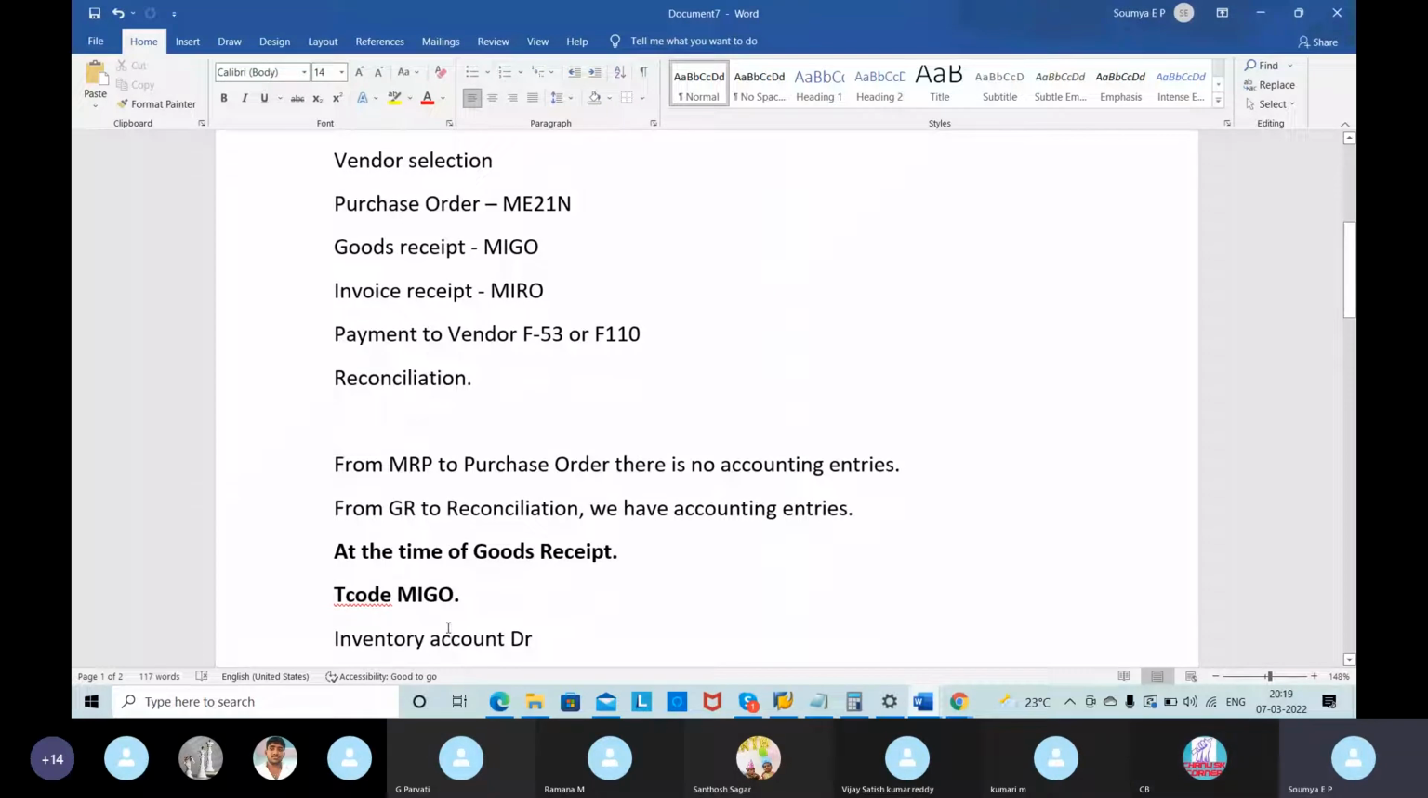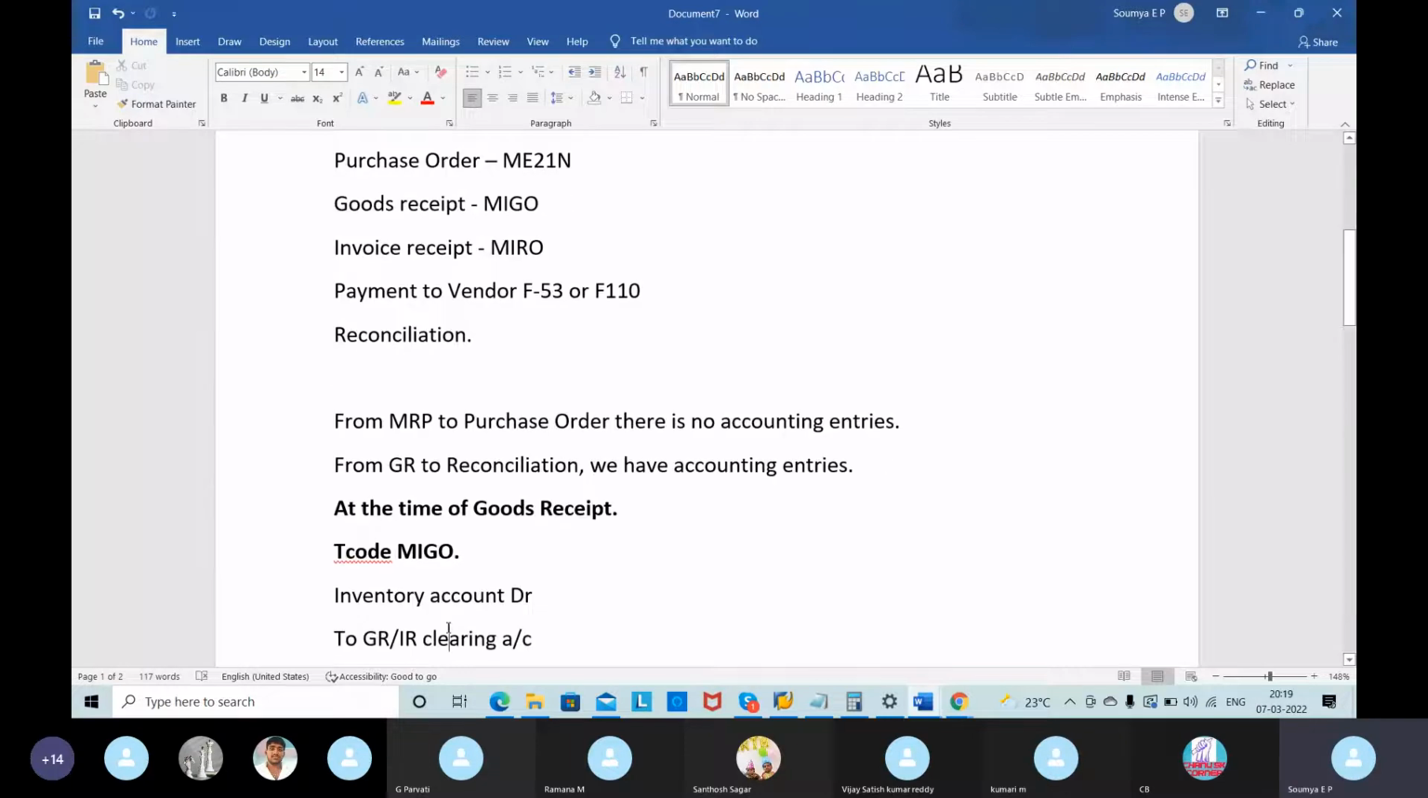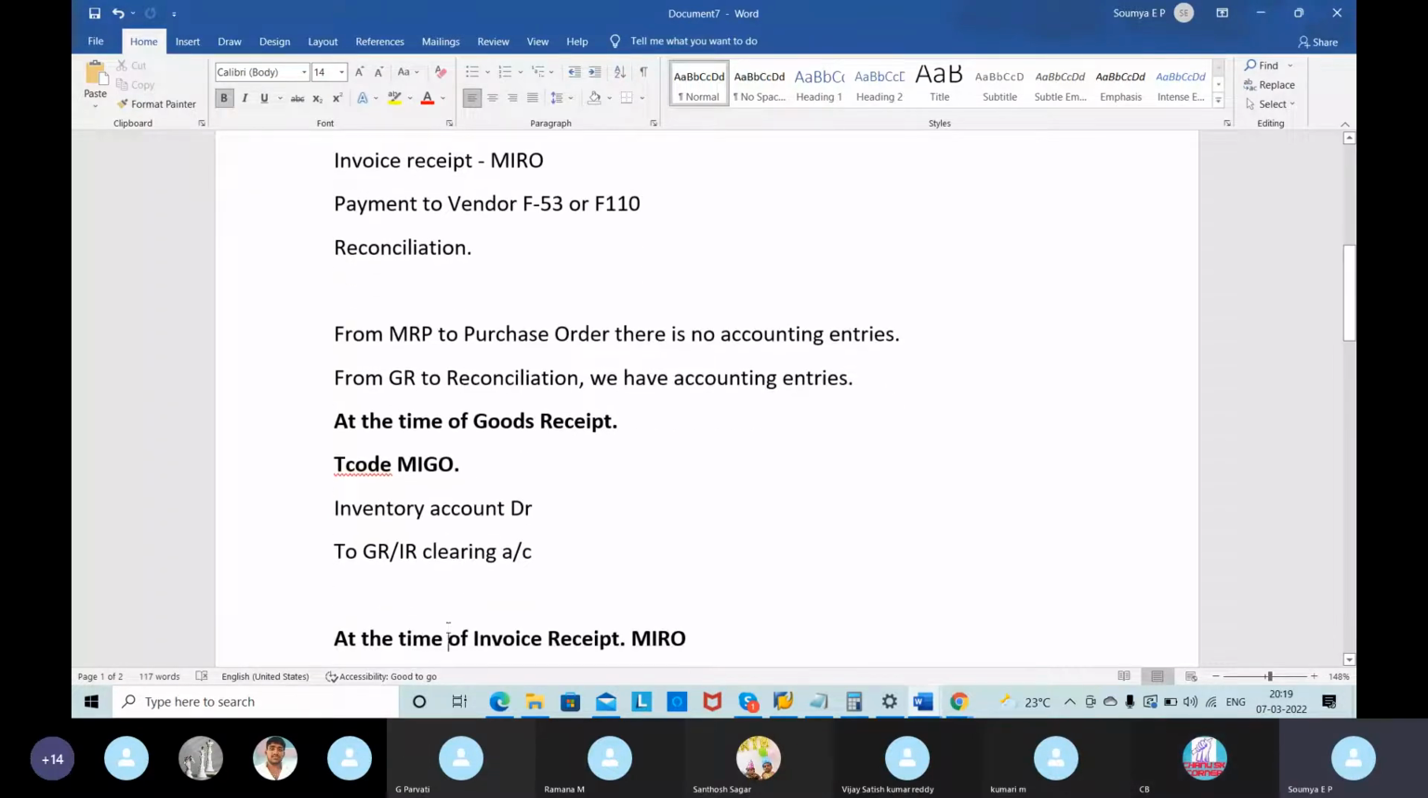From material requirement planning (MRP) to purchase order, there are no accounting entries. From GR to reconciliation, we have accounting entries.